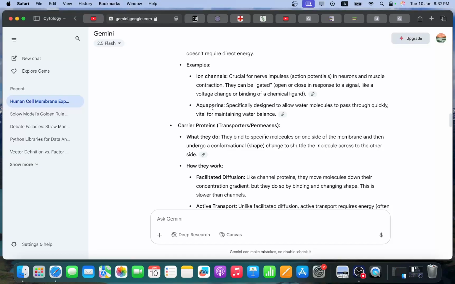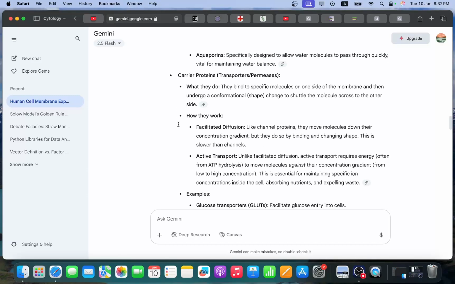Aquaporins are specifically designed to allow water molecules to pass through quickly, vital for maintaining water balance. Carrier proteins, transporters, permeases: they bind to specific molecules on one side of the membrane and then undergo a conformational shape change to shuttle the molecule across to the other side. Right?